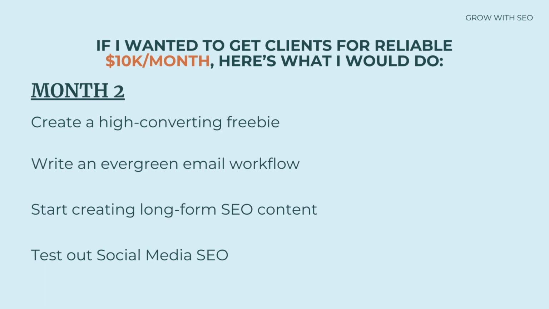Month 2, I would create one high converting freebie and then make sure I write my evergreen email workflow to go with that. Then I would start creating long form SEO content to build my evergreen content library. And only then would I start testing out social media SEO, because that's going to be more active marketing. And I want to make sure I have all my other automation systems in place.